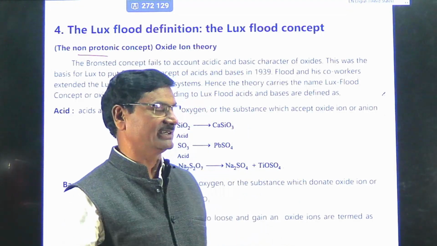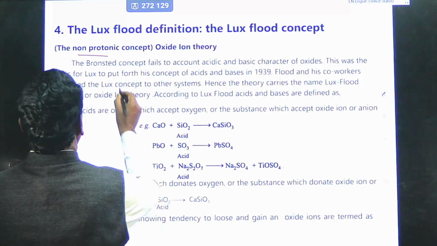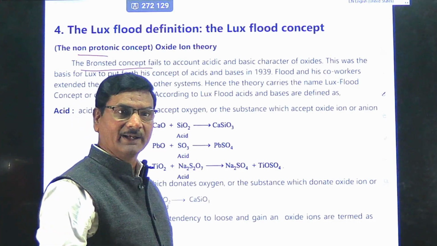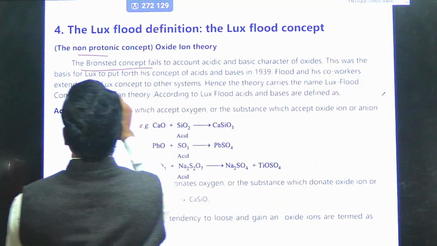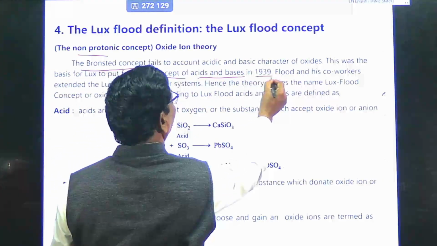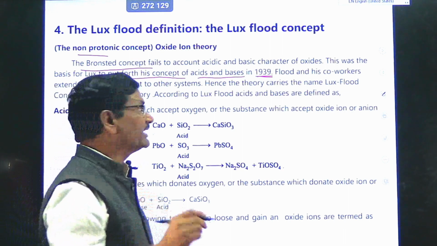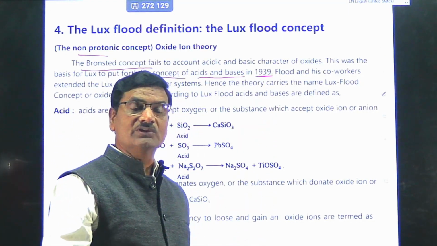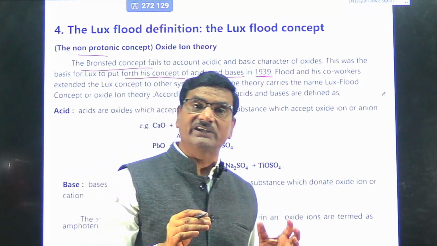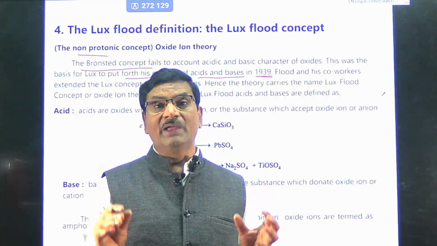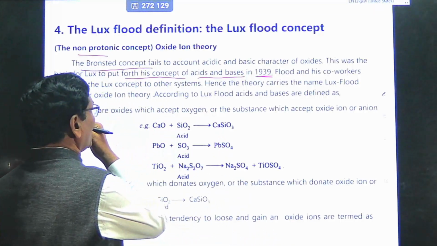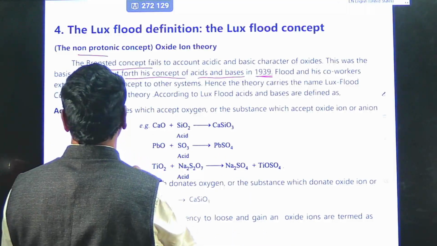If you observe, the Bronsted concept fails to account for the acidic character of oxides. This was the basis on which Lux and Flood put forward this concept of acids and bases in 1939. Up to 1939, we used the initial three concepts. But compounds containing the oxide ion cannot be included in the initial theories. That's why this theory is most important to explain acid-base behavior.